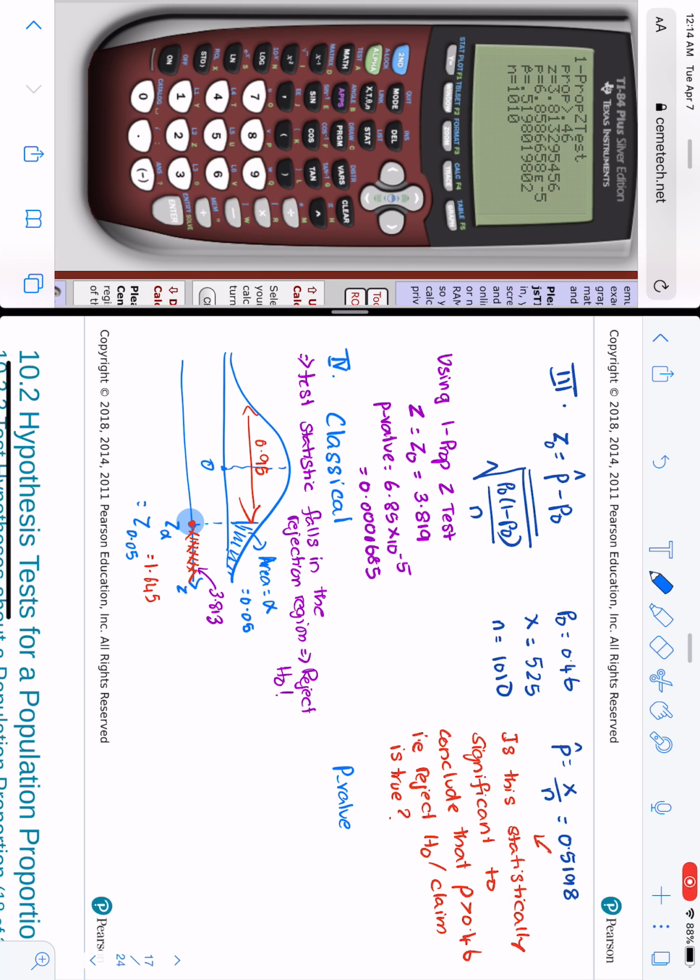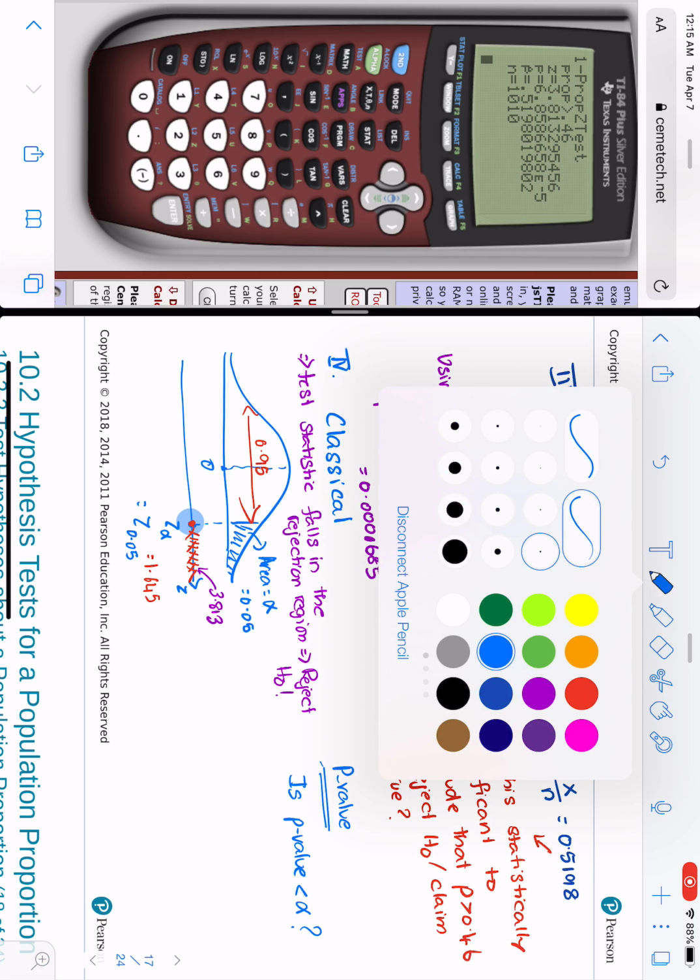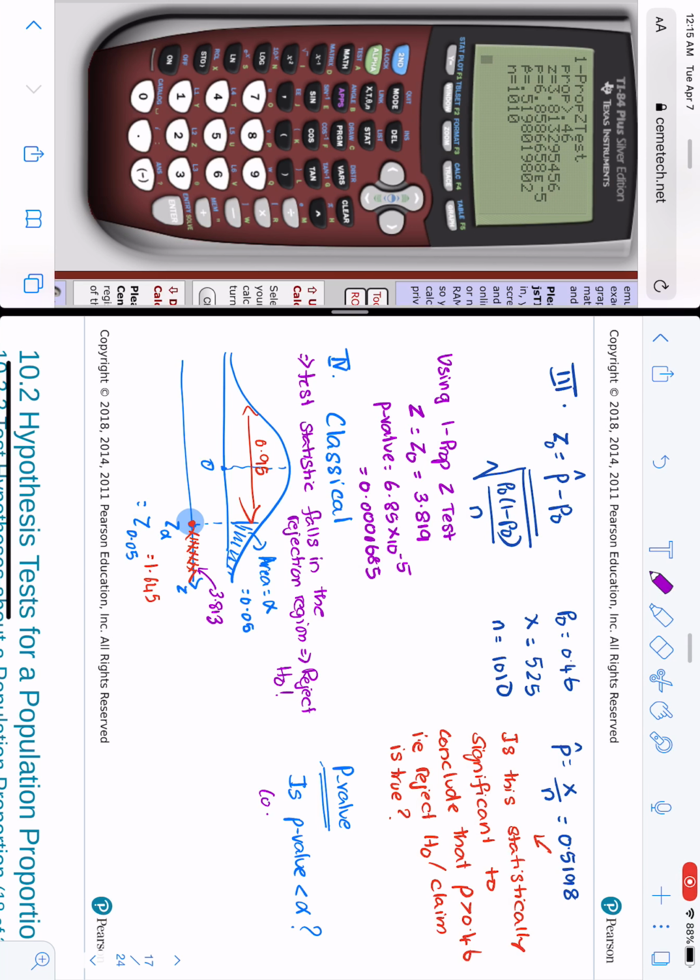The next approach is the p-value approach. Here we simply ask one question. Is p-value less than alpha? If it is, then we will reject the null. So p-value in our case is 0.00000675 and alpha is 0.05, so we will reject the null. And if you look at it, the conclusion is the same between the classical approach and the p-value approach. It has to be.